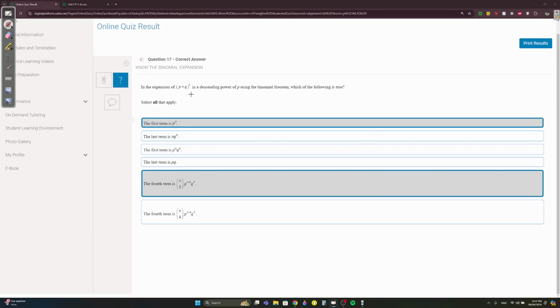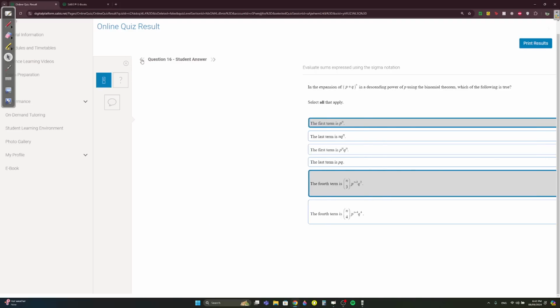In the expansion of p plus q to the power of n, in descending powers, which is true? The first term is p to the power of n. Remember? Yes, the first term is p to the power of n, and the last term would be q to the power of n. Is it this? No. Is this? No. The first term is not that; we said the first term is p to the n. The last term is pq? No. We said the last term is q to the power of n. The fourth term is when k equals 3. Is that true? Yes. Remember that the fourth term is when k equals 3, not when k equals 4. So is it this? Definitely not.